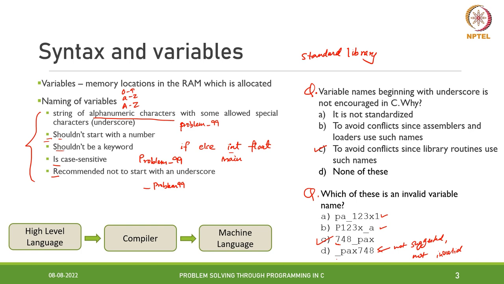It's valid. So it can be capital or small. What I wanted to say earlier is that it's case sensitive. This variable, problem underscore 99 with a small p, and problem underscore 99 with a capital P, are different variables, but both of them are valid. So that is what I meant to say earlier.